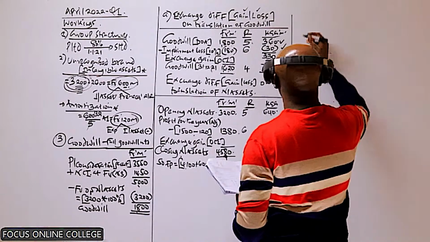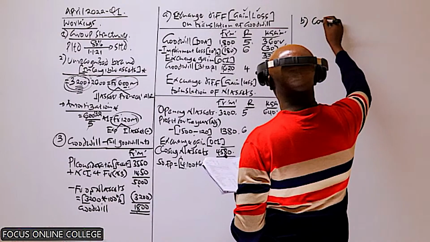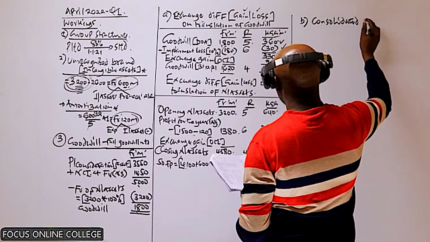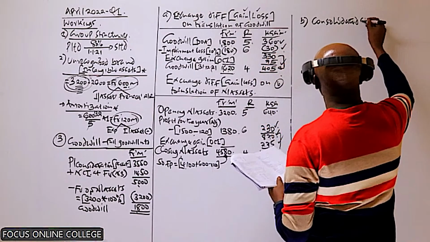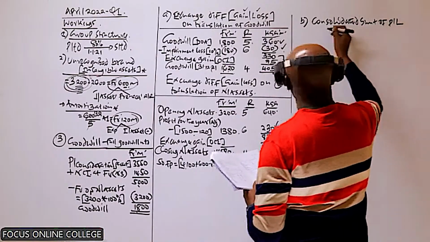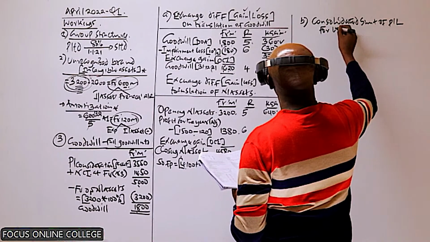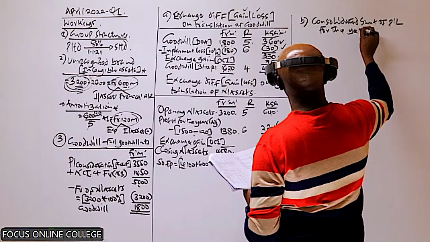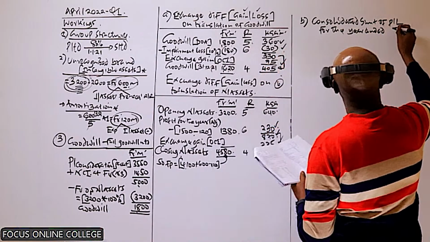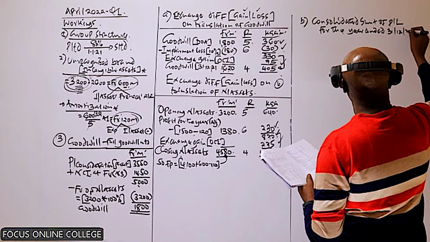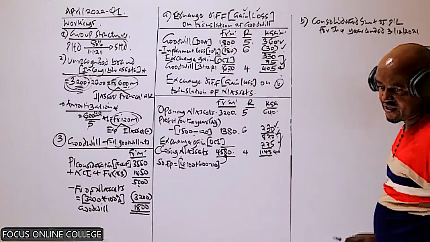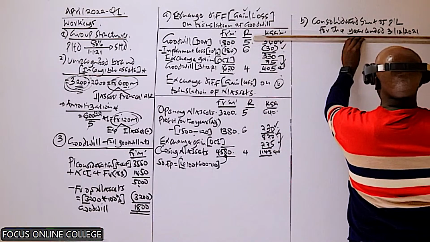Part B, what are we required to do? We are required to prepare the consolidated statement of profit or loss for the year ended 31st of December 2021.